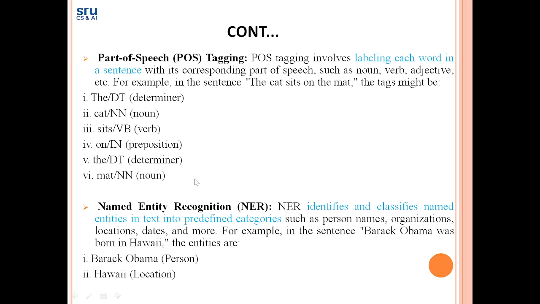Named entity recognition, it is called NER. It classifies and identifies named entities in text into predefined categories. When we say categories here, it will be person names, organization, location, date, and more. For example, Barack Obama was born in Hawaii. Barack Obama is the name of a person, Hawaii is the location.